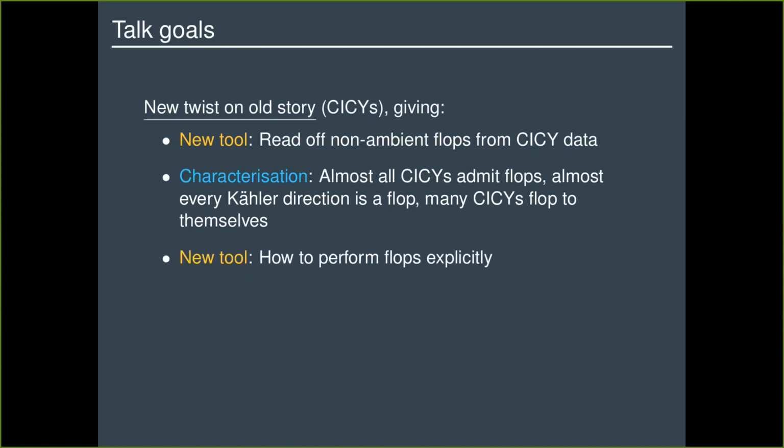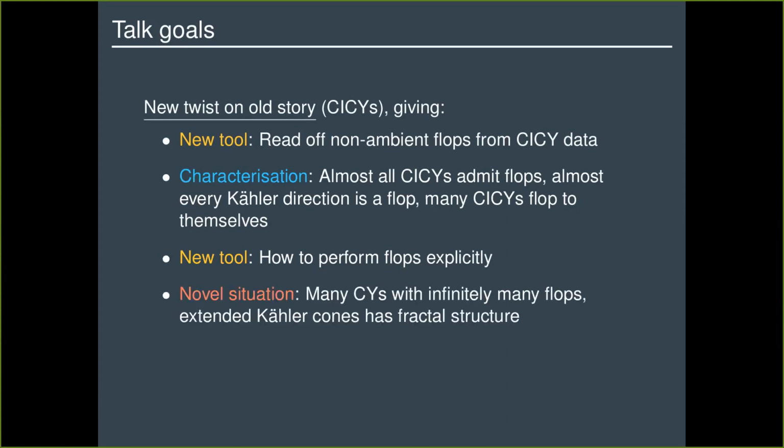Another new tool is how to perform these flops explicitly, so I'll explain exactly how you can do this as a continuous process and what the description is of the space afterwards. And we'll see that there's a novel situation which you wouldn't see from these ambient space flops, which is that many of these Calabi-Yaus admit infinitely many flops. So the extended Kähler cone, we'll see, has this kind of fractal structure. Another new tool is that often, if you understand the flops, you can read off all the line bundle cohomologies from the CICY configuration matrix alone.